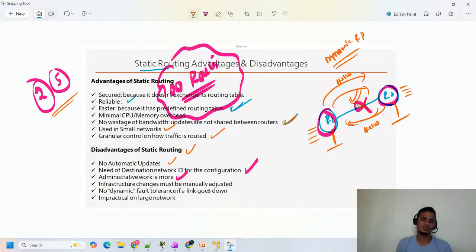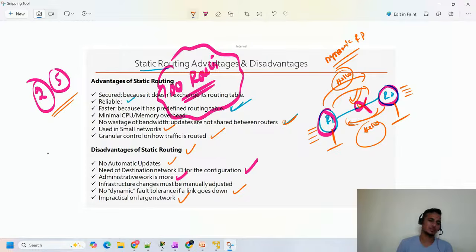And no dynamic fault tolerance if a link goes down. That's what I told you, right? In dynamic routing it is going to exchange hello messages and dead messages. If the remote device does not respond, in the dynamic routing protocol it is going to break the neighborship. But that scenario we don't have in the static routes, and it is impractical on large networks. See, that's what I told you, right?